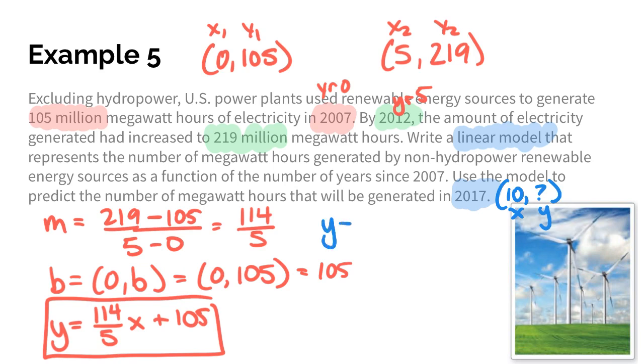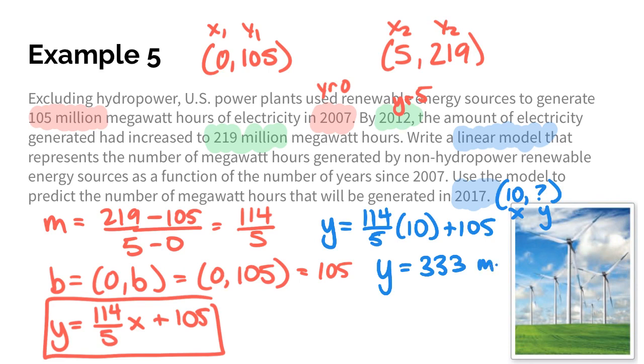So using my model, I'm going to do 114 over 5 times 10 years, plus that 105, which represents the original amount in 2007. And now all I have to do is simplify this out. In the end, you should get y equals 333. So that is 333 million megawatt hours of electricity that would be generated in 2017 based on this model.